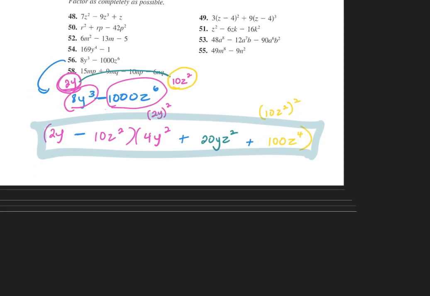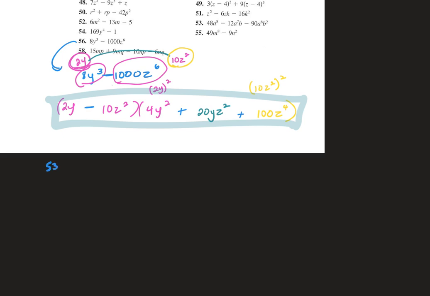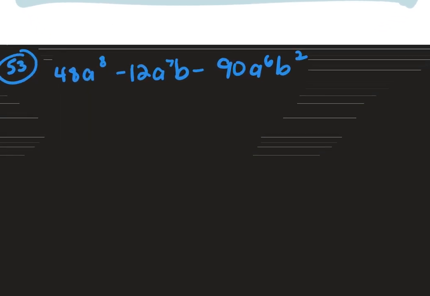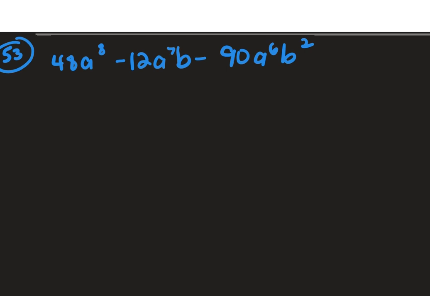53. So the first thing I would look for is my greatest common factor, right? They're all divisible by 6. Is that the highest? 6 would go on the outside. And then they all have an a. The lowest exponent on the a is a to the 6th. So I can take that out of each of them.